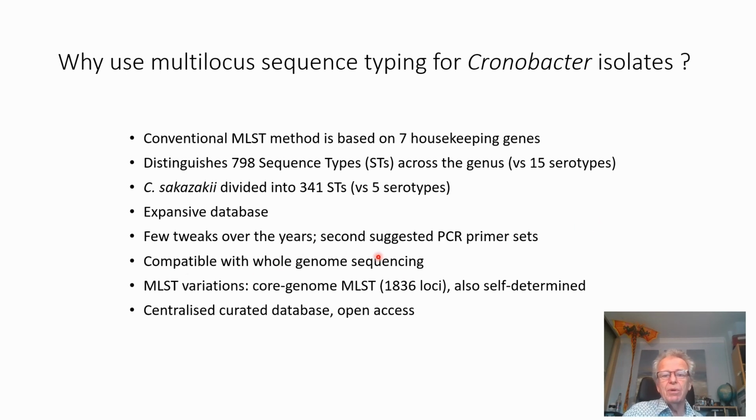And it is compatible with whole genome sequencing, so that now most people just sequence a genome, send it to me, and we pull out the conventional 7 loci. But it's just as easy to do core genome MLST, which is about 1,836 loci, or you can just choose your own loci, up to you. And as I say, it's all centralized, curated, open access.